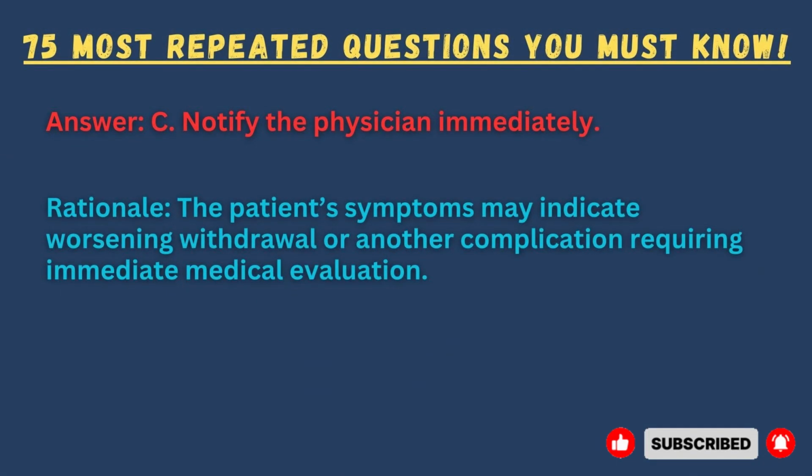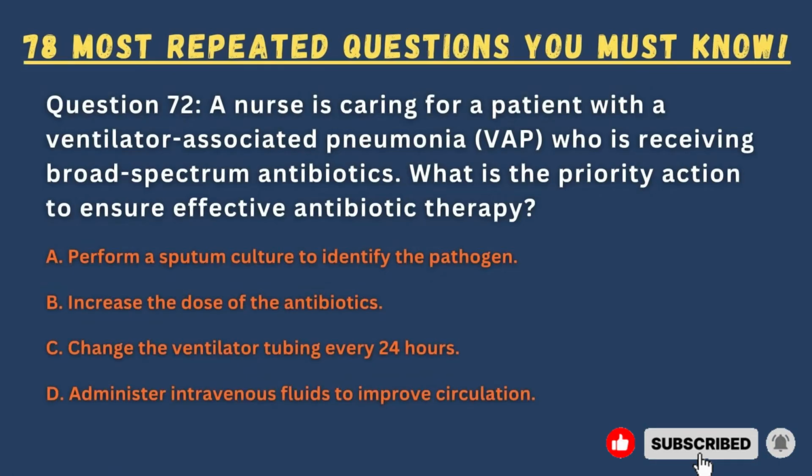Answer: C. Notify the physician immediately. Rationale: the patient's symptoms may indicate worsening withdrawal or another complication requiring immediate medical evaluation. Question 72. A nurse is caring for a patient with a ventilator-associated pneumonia, VAP, who is receiving broad-spectrum antibiotics. What is the priority action to ensure effective antibiotic therapy? A. Perform a sputum culture to identify the pathogen. B. Increase the dose of the antibiotics.